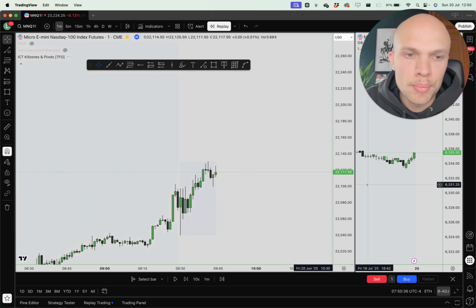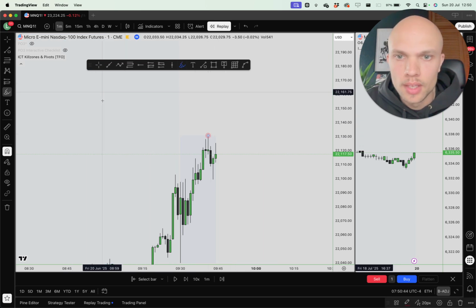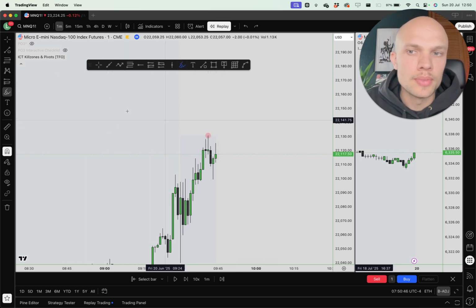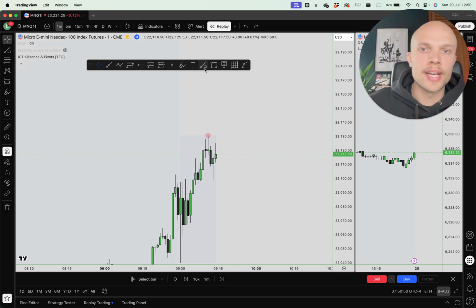Let's go down to the 1 minute time frame. So then we have our internal high as well. What we would love to see is this being swept as well, just for extra confluence. We don't need this, it's just for extra confluence.